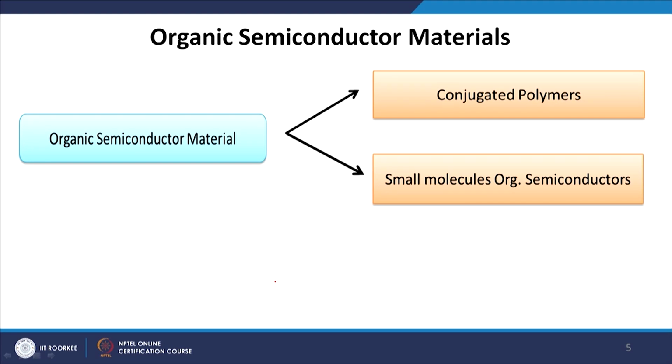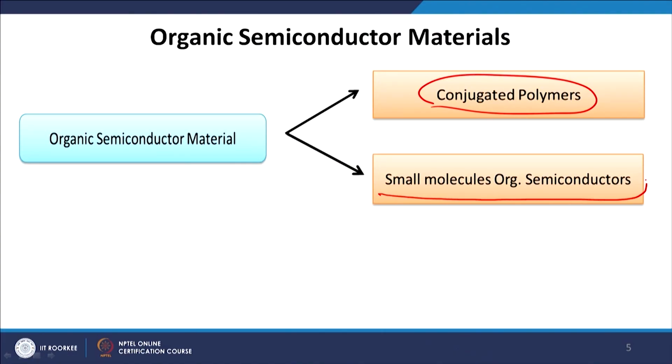Now, we can broadly classify the organic semiconductors into 2 different categories. First is the conjugated polymers. Conjugated polymers are a class of polymers which show alternating single bonds and double bonds in their backbone, and because of this kind of structure they can conduct electricity. Second is the small molecule organic semiconductors. So, here the molecular weight of the organic semiconductor is small in comparison to the conjugated polymers. We will discuss these 2 different types of organic semiconductors in our lecture today.